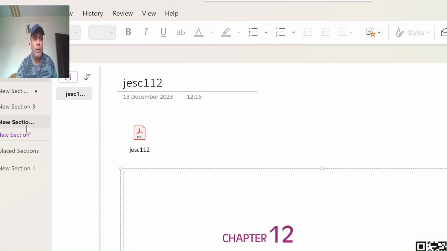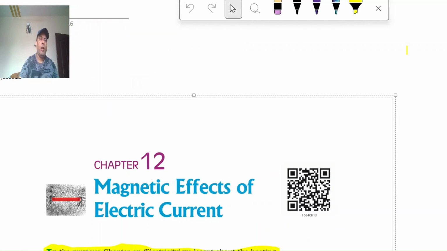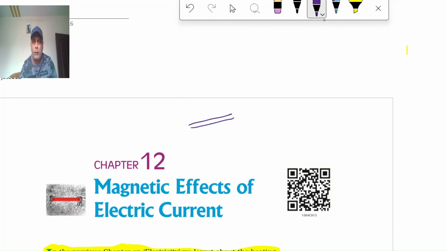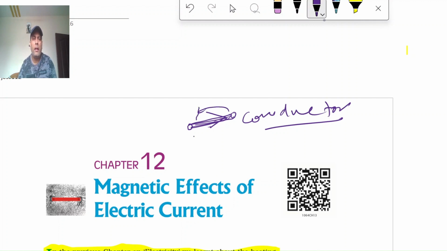So coming to the chapter, the magnetic effect of current, let me ask you some questions. What is actually the magnetic effect of current? Suppose this is a conductor. Whenever the current passes through this conductor, it will produce the magnetic effect, and this conductor will act as the north pole as well as the south pole. We'll discuss it in an enhanced way, but this is exactly the magnetic effect of current.